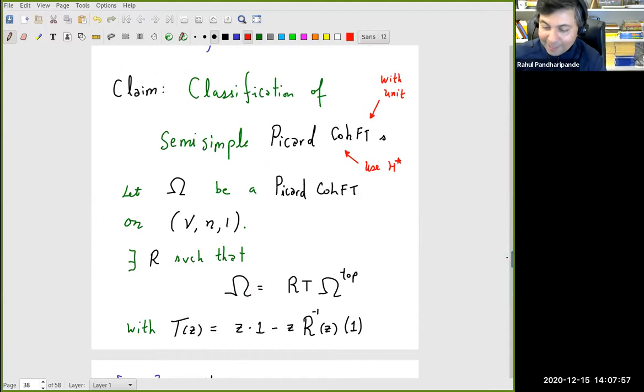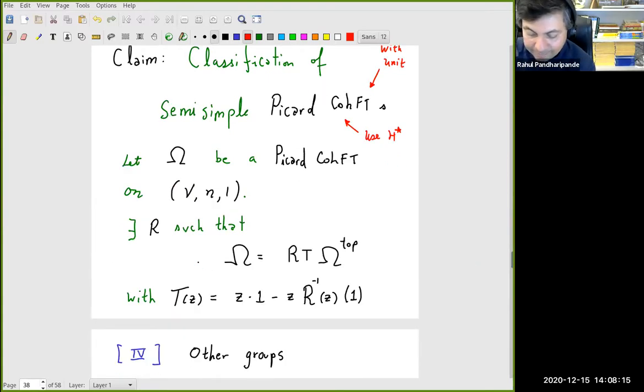And I claim this with slightly less confidence than the previous one, which was already claimed, I would say, not with perfect confidence. But as I said, all this stuff I think is in the realm of being true. So the claim of the classification of semi-simple Picard CohFTs with unit is that then T is fixed as before. That's the whole content of the claim.